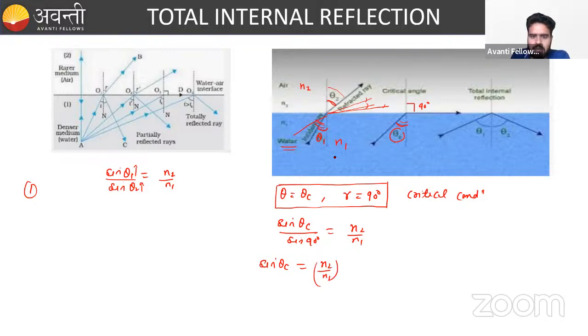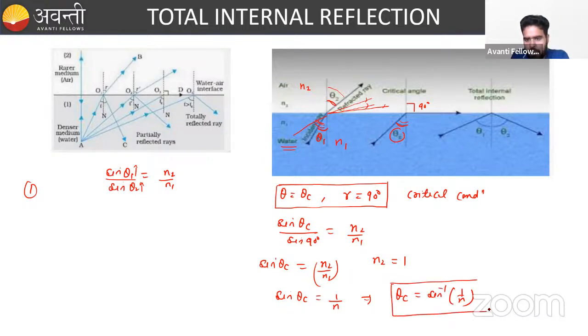If n1 is the refractive index of the denser medium, and most of the time the rarer medium is air, so if we consider that n2 is the rarer medium, that is air, we can put its refractive index as 1. In this manner, the critical angle can be written as sine theta c equals 1 upon n. We can also write theta c as sine inverse 1 by n.